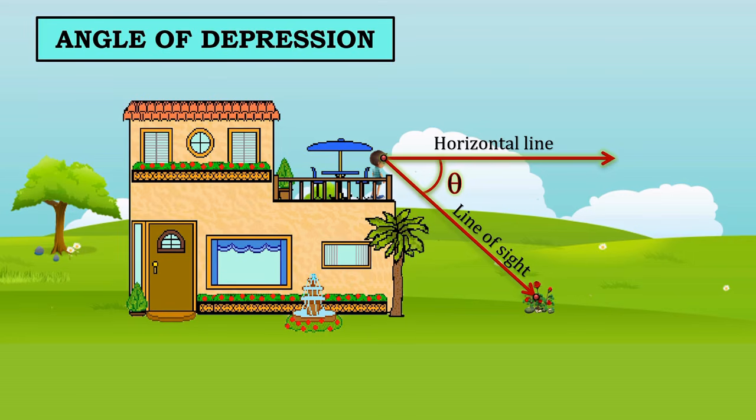So, here is an easy way to remember. Looking up, angle of elevation. Looking down, angle of depression. Once you understand this difference, many heights and distances problems become much easier to solve.